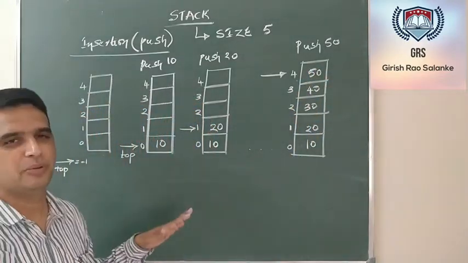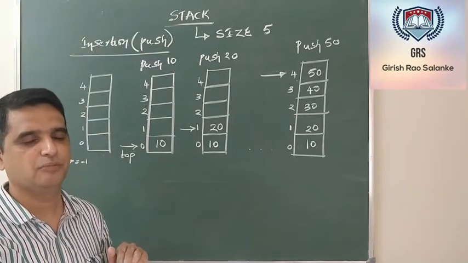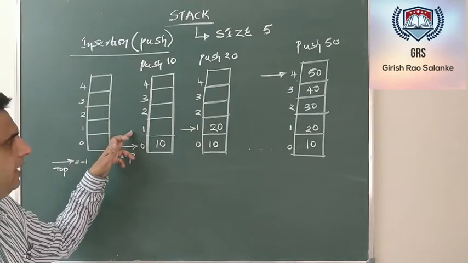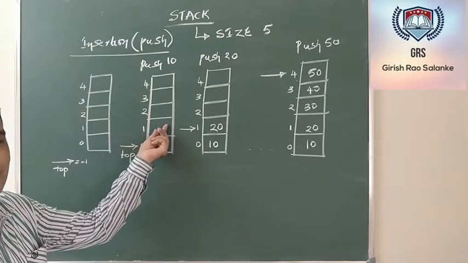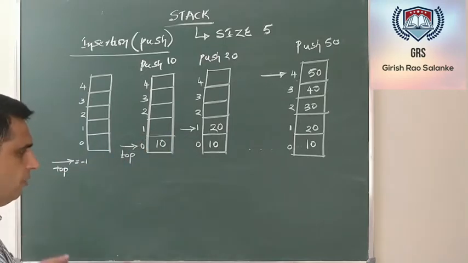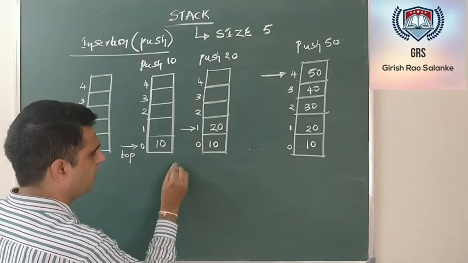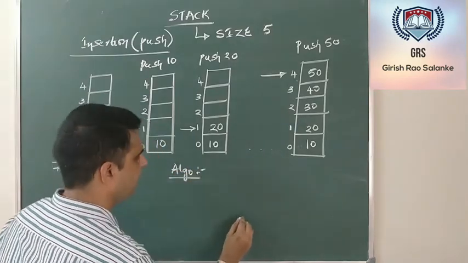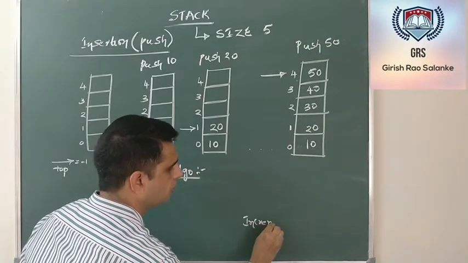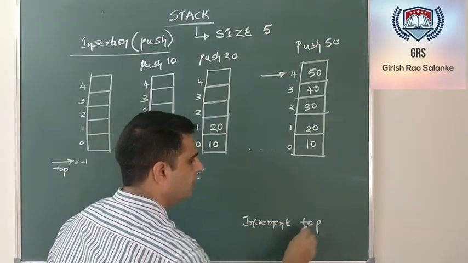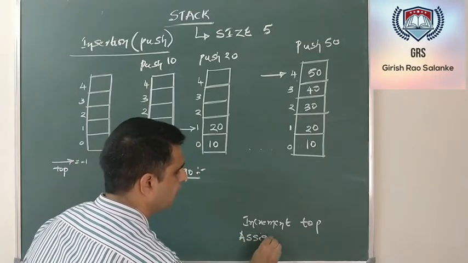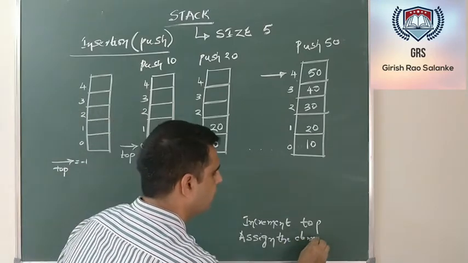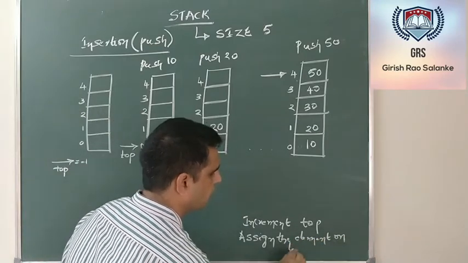So this is about the push operation. Note that in case of a push or insertion operation, I need to increment my top, and I need to assign that particular element at the top of the stack. So what we do in case of insertion? Let me write the algorithm. Generate the algorithm for the stack. First thing is we need to increment the top. And then we assign the new element on top of the stack.